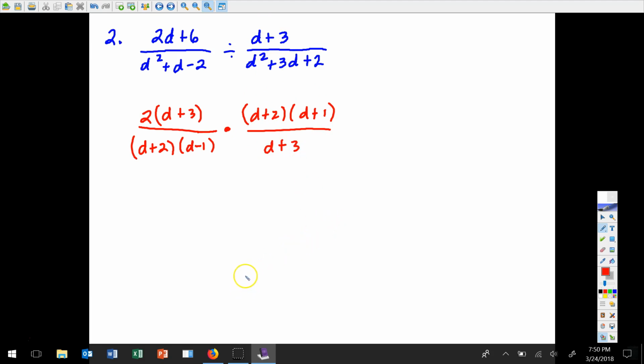And so now the same thing applies. We have a multiplication problem, so let's cancel common factors like d plus 3, d plus 2, and everything that doesn't cancel then becomes our answer, and you do not have to multiply this out. You can leave it in factored form. 2 times d plus 1 over d minus 1 is your answer for number 2.